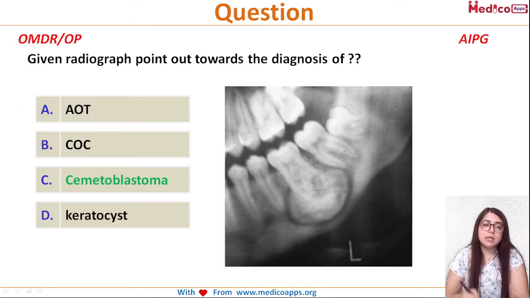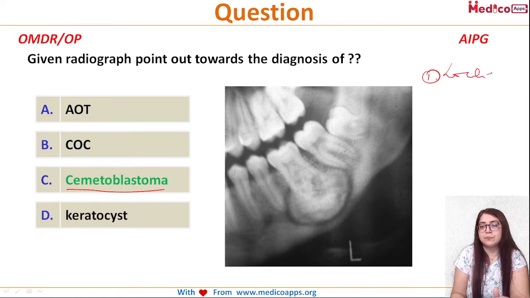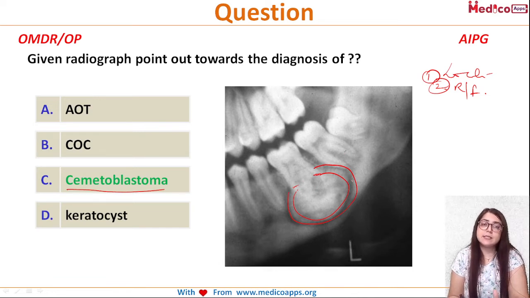Now coming on to the answer. As we already discussed, cementoblastoma, location. Now the points which we are considering to favor this diagnosis: first is the location. Then second is the radiological features, right? You can see mixed density attached to the tooth. Then a radiolucent rim around the tooth. And you can see the resorption of the roots. So all these things favor the diagnosis of cementoblastoma.